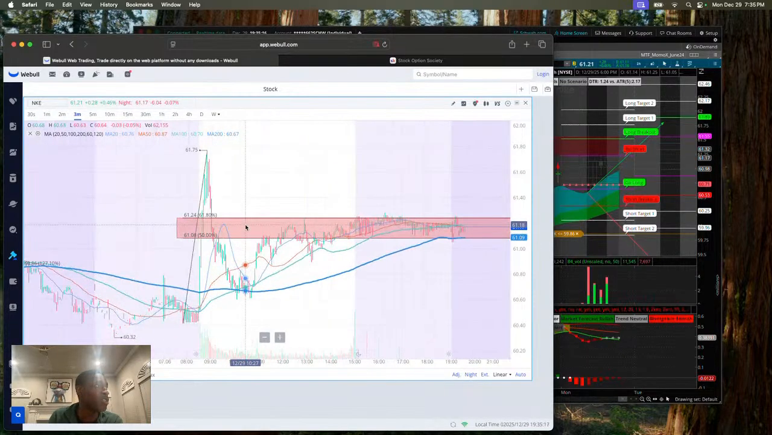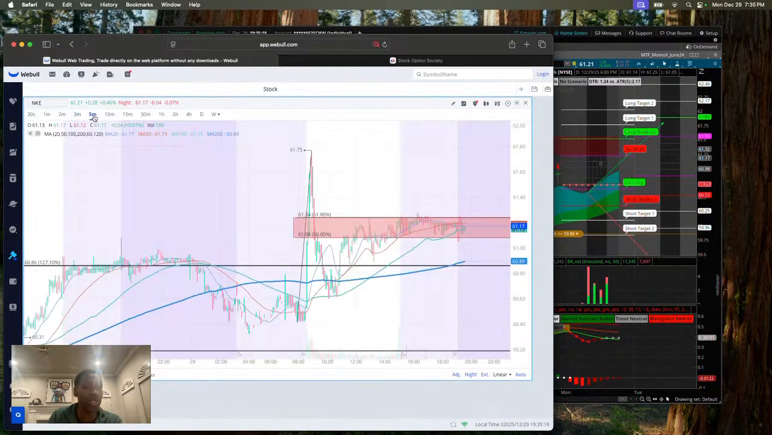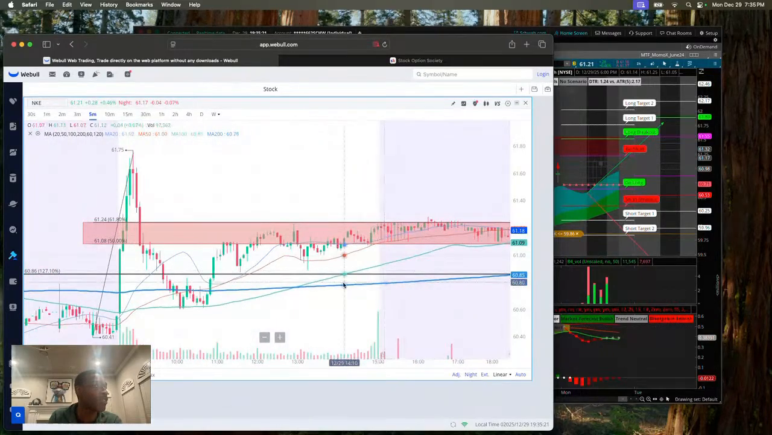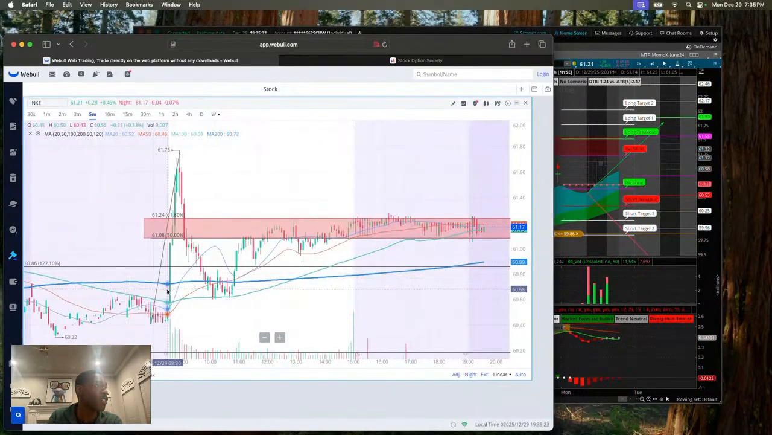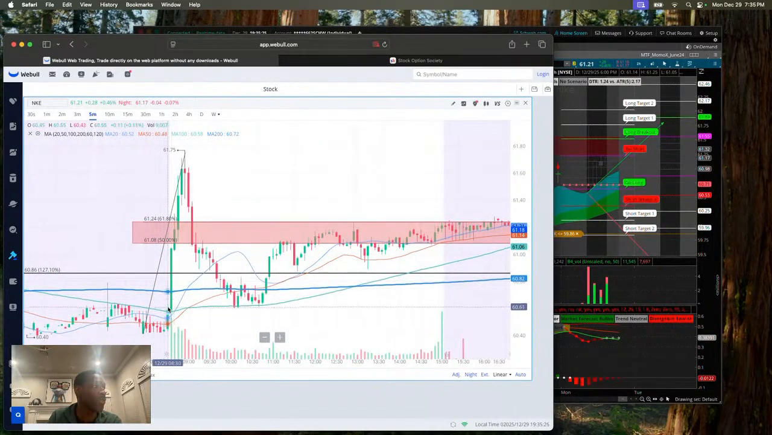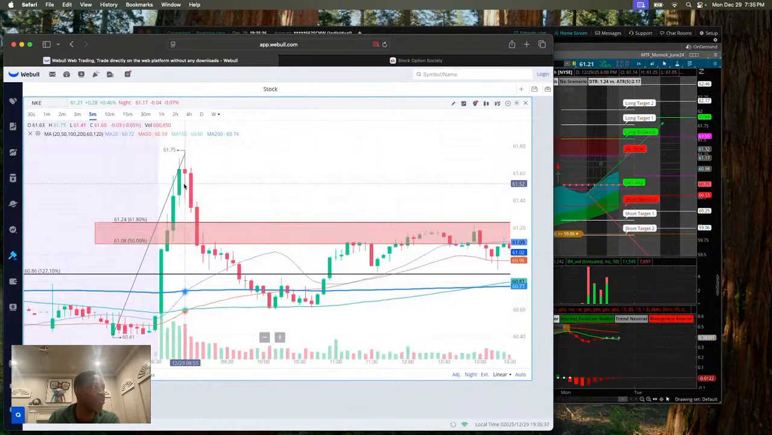So again, let me zoom in. Let me put this on the 5-minute time frame. So back to what I was saying. The market opened up and we just completely went up, right? So either you caught this at open and you were able to be profitable.